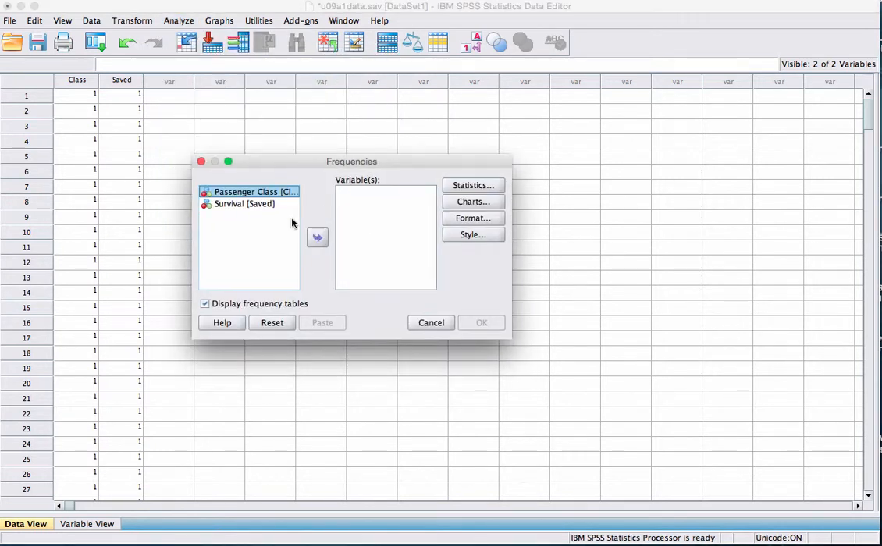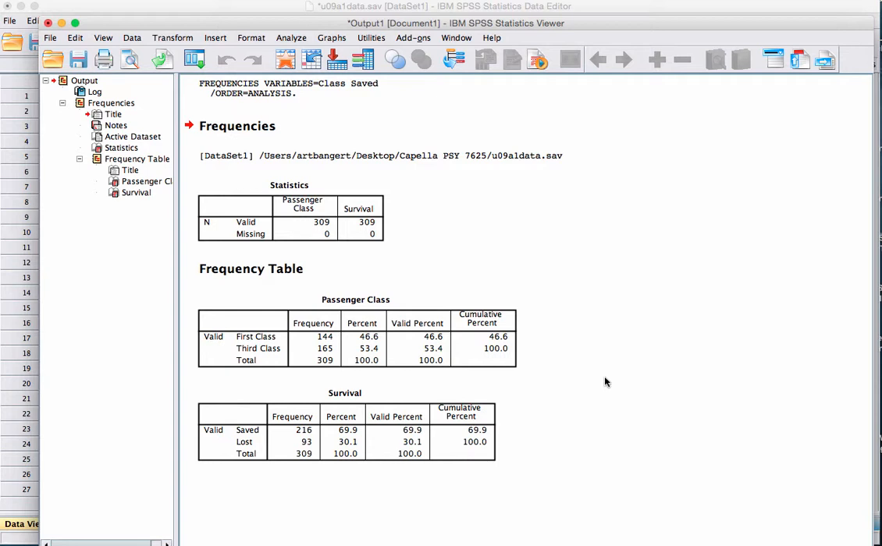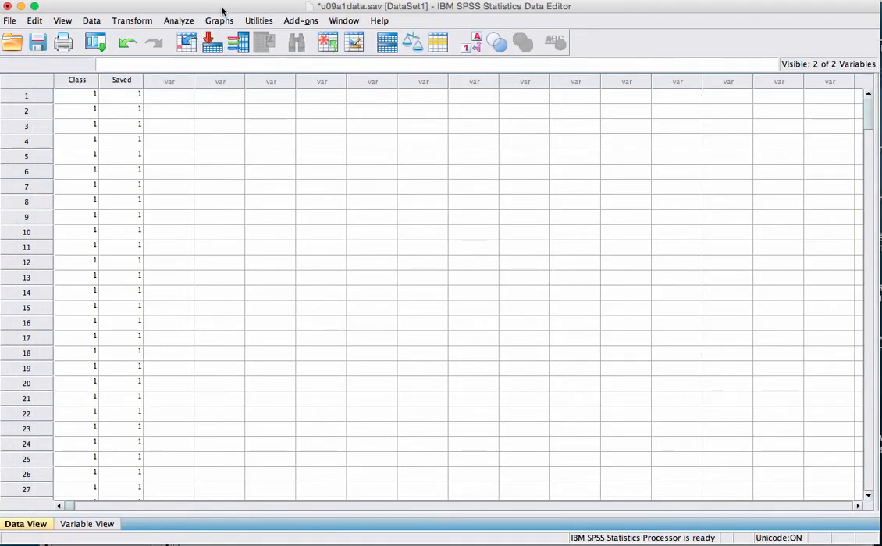So to do this analysis, the first thing we could do is go to descriptive statistics, and we can look at the frequencies. And so this simply tells us how many women were in first class versus third class and the percentage. This tells us how many women survived, how many were lost, and the proportions. But it doesn't tell us anything about the relationship between how many women were in first class versus third class who survived or were lost.